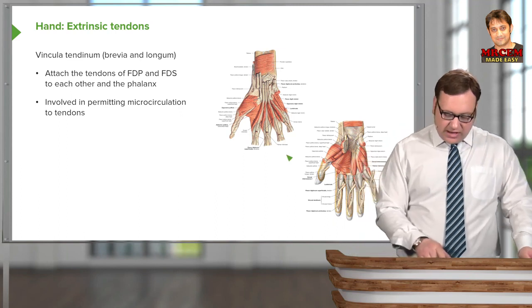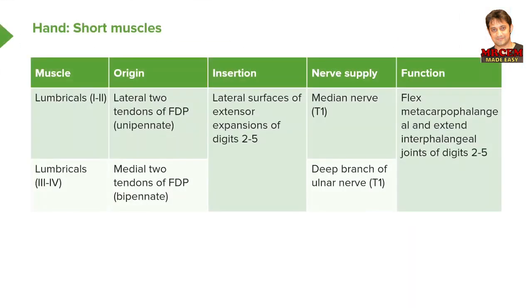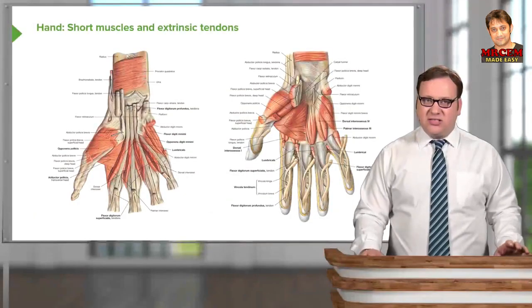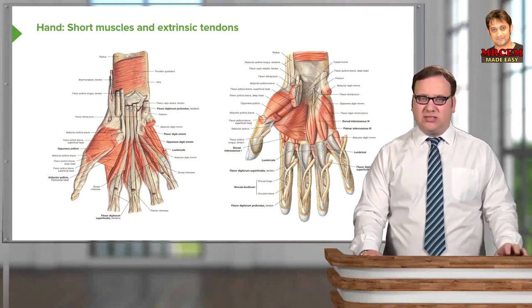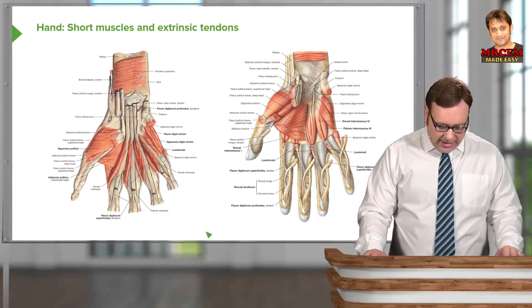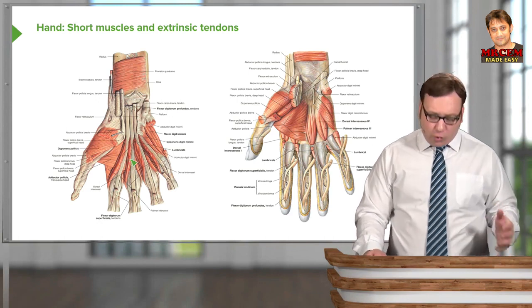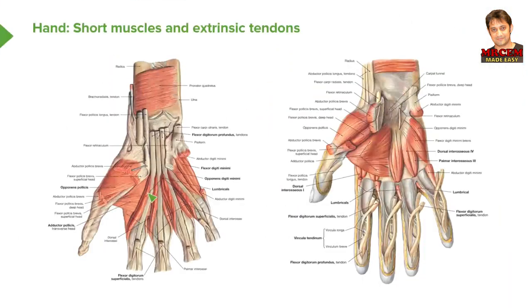And these lumbricals are coming from the lateral 2 tendons of flexor digitorum profundus, and they're coming from the medial 2 tendons of flexor digitorum profundus. So now let's turn to a series of short muscles known as your lumbricals. And we can see the lumbricals here. We have 4 of them. And the lumbricals are either unipennate or bipennate in arrangement. They either have one head or they have 2 heads originating from different places.